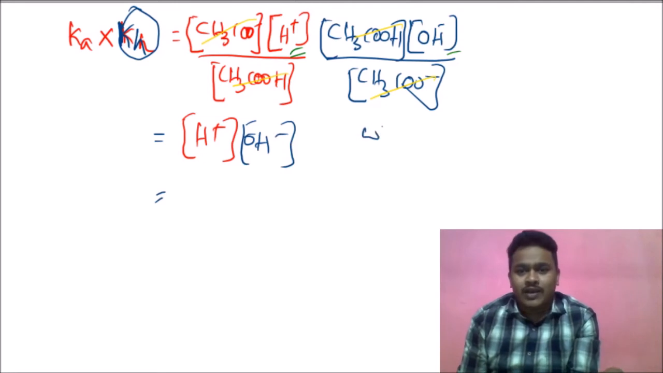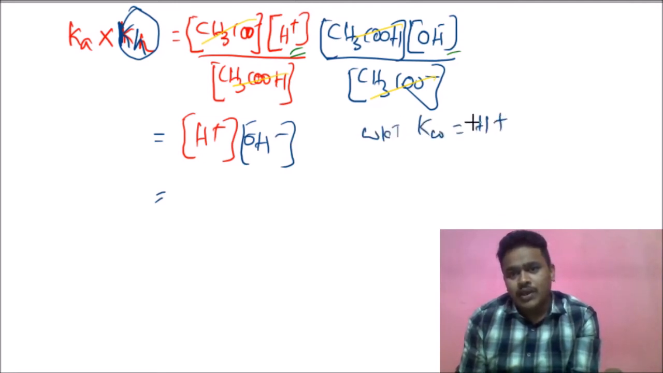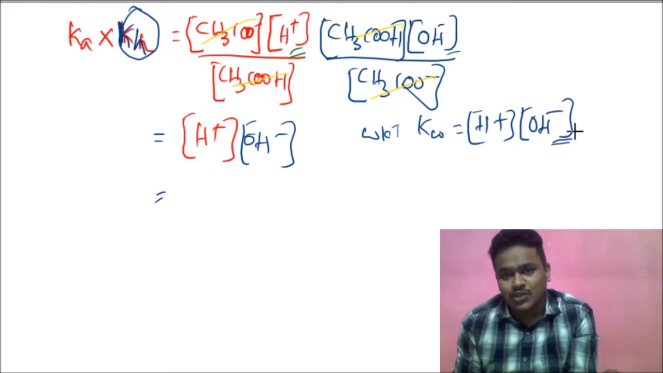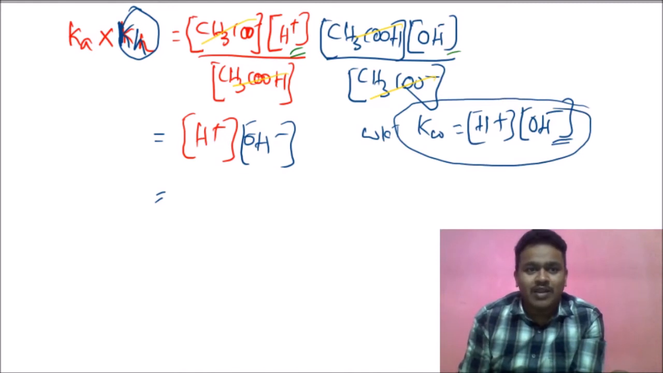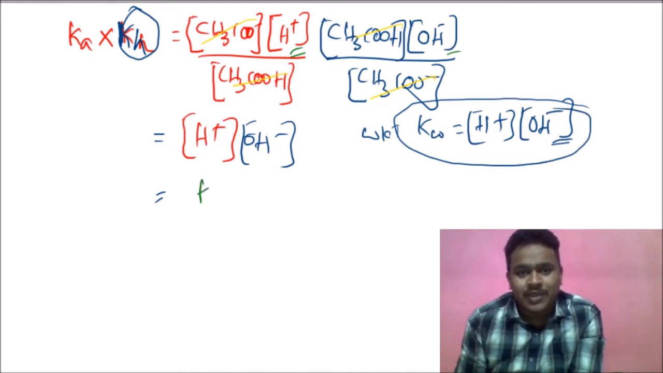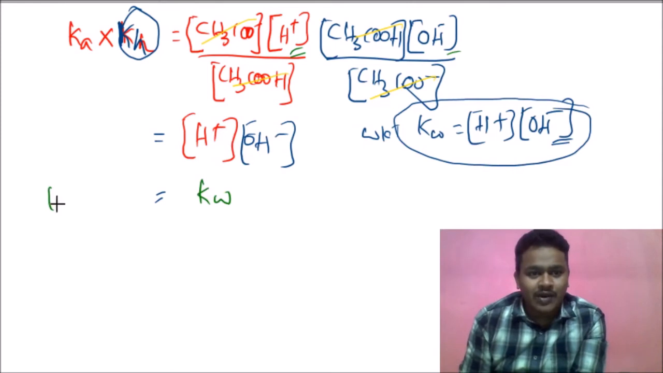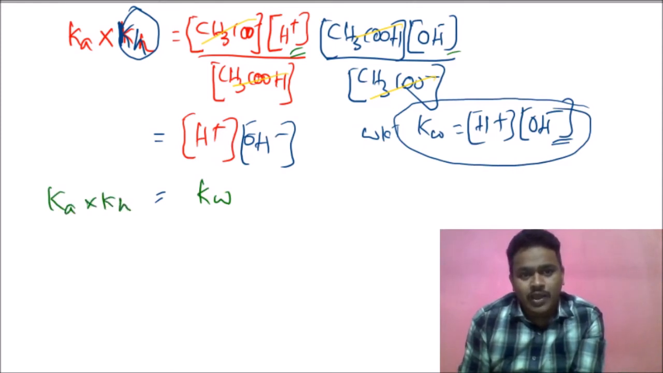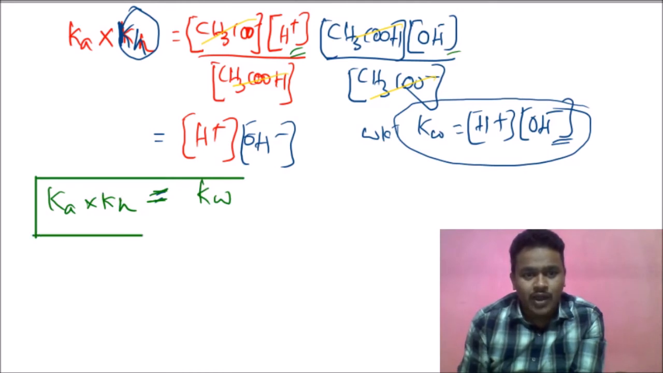What do we know? We know that Kw is equal to the ionic product of water, H plus concentration into OH minus concentration. In the last videos we derived this expression, the ionic product of water. So combined, I will call this Kw. Now what can I write? Ka into Kh is equal to Kw. This is one of the expressions we have to derive.